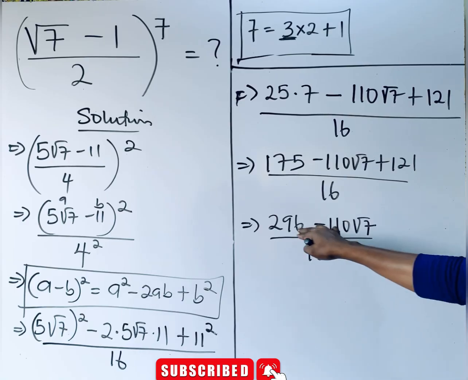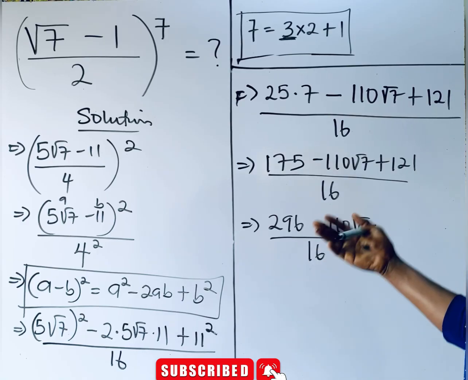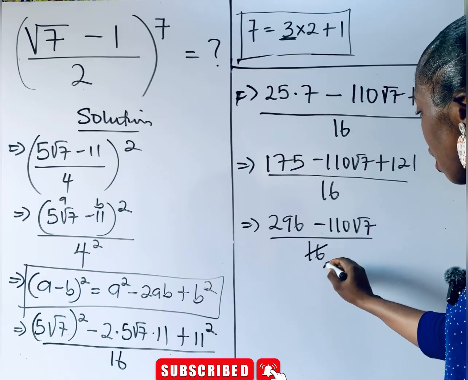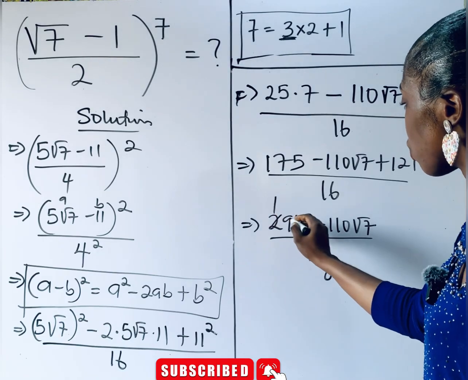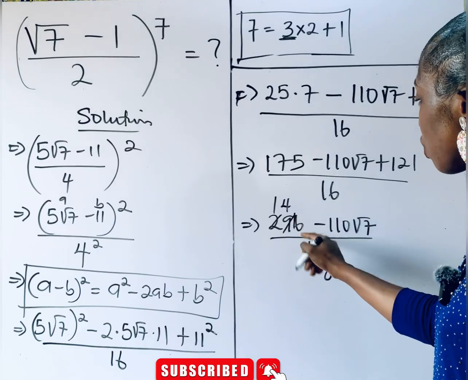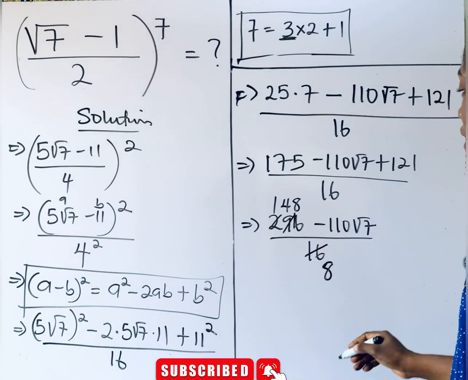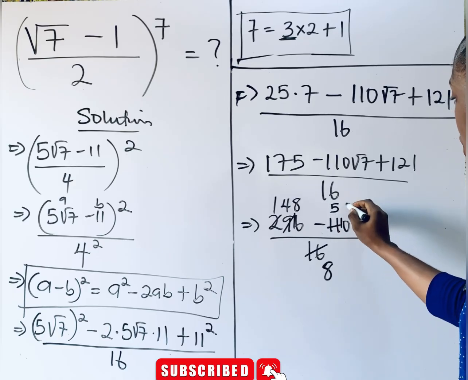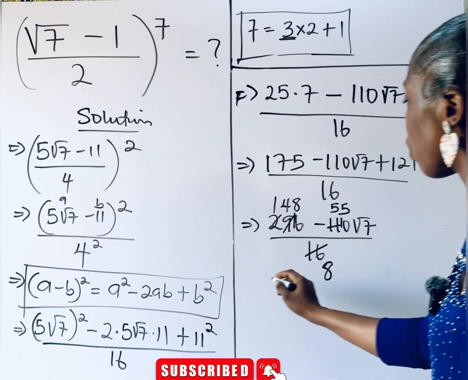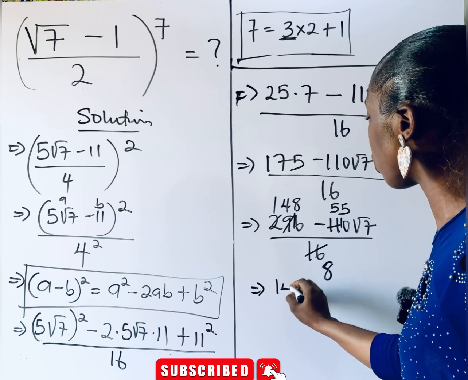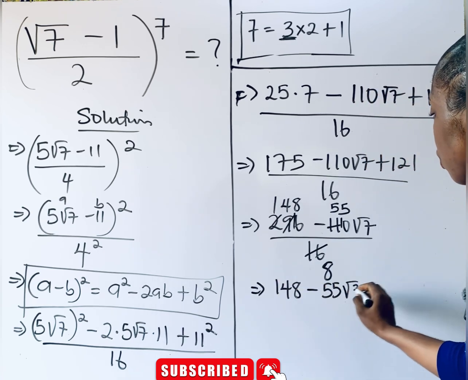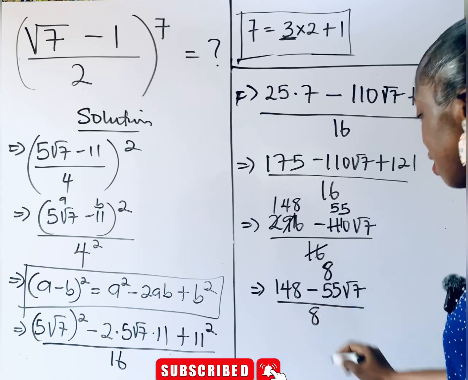Observe also that these are all even numbers. 2 can go, so let's reduce it. So 2 goes here, will give us 8. 2 goes here once, 2 here is 4, taking 1. 2 in 16 gives us 8, okay? Then 2 goes here, will give us 5, taking 1. This is 55. So we're going to now have 148 minus 55 root 7 divided by 8.